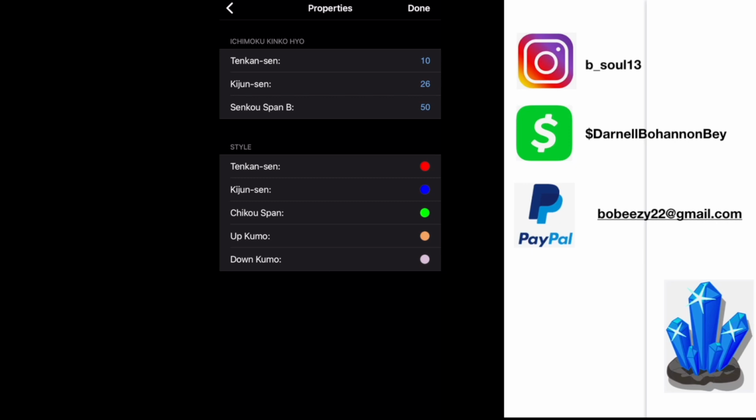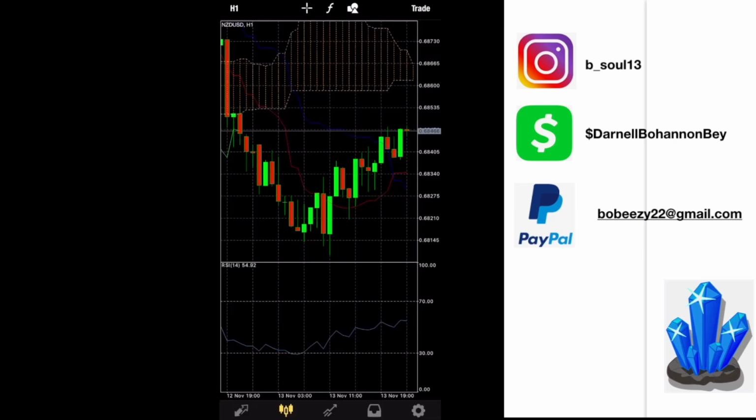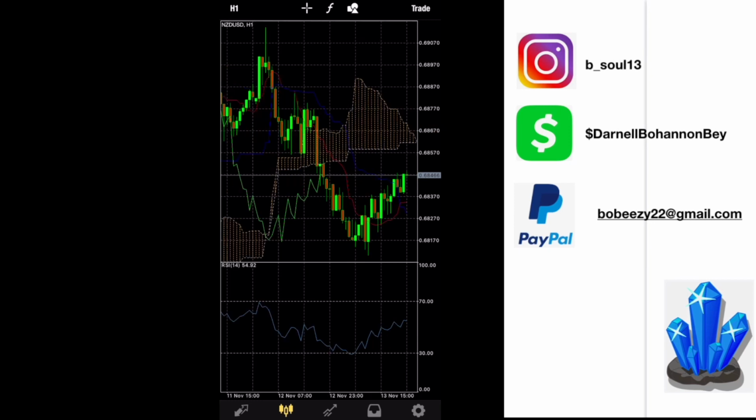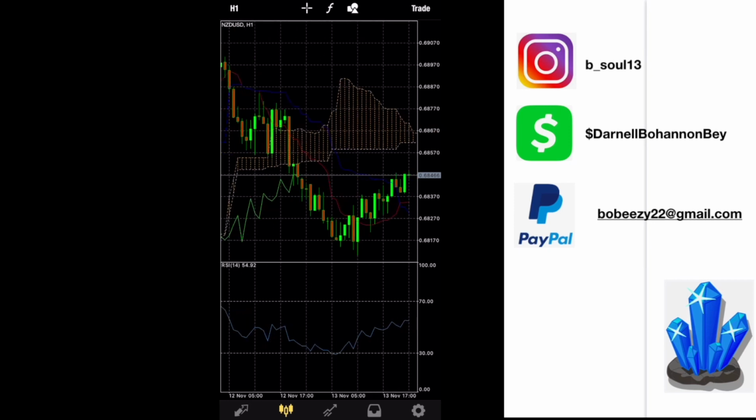So here's the Ichimoku. That's what it looks like. You see that red line I was talking about? You see here, the red line just crossed over the blue. Now that's a good sign. So this is perfect for us. Like I was saying, you can enter when it's just about to cross over.